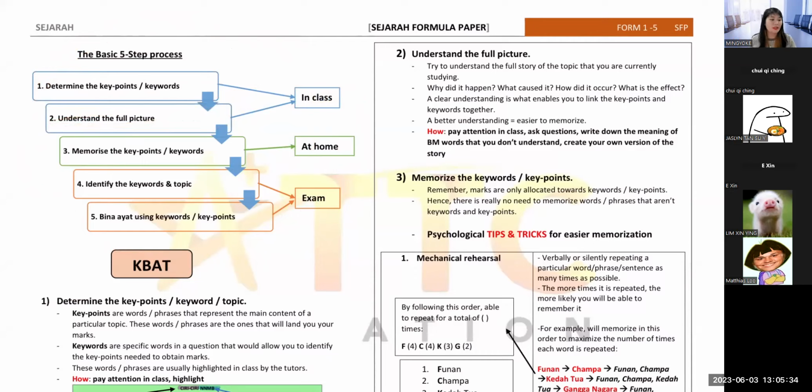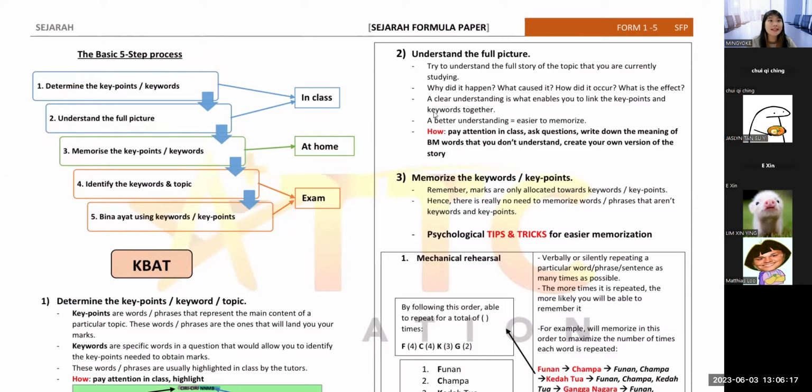After understanding the full picture, you determine which are the keywords or key points for your material. After you determine the keywords and key points, at home you keep on memorizing them. Finally, in the exam, you identify the key question, and which keyword or key point it is for. Understand? It can be very simple, only one.